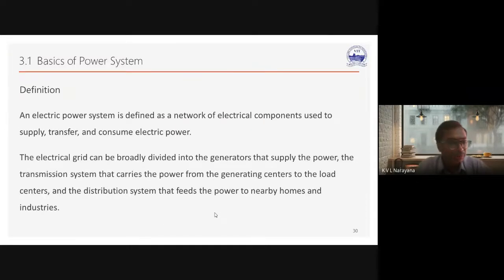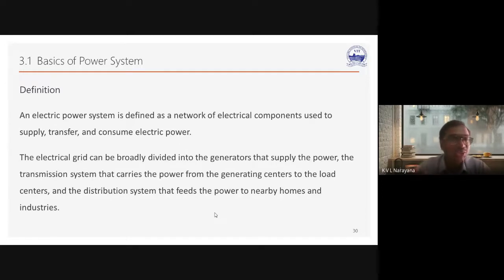So basically the power system, if you see here, any power system is the network of various electrical components used to supply, as you all know. Being an instrumentation engineer, I have very limited knowledge in the electrical domain, but I have sufficient knowledge to explain whatever is required in this presentation.